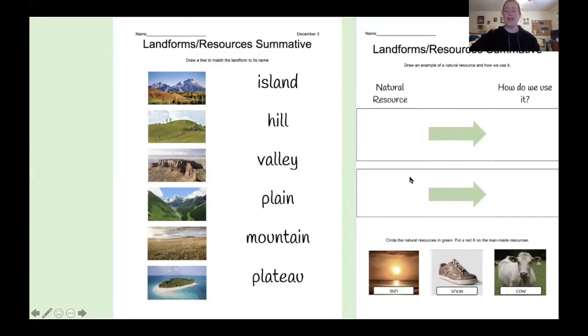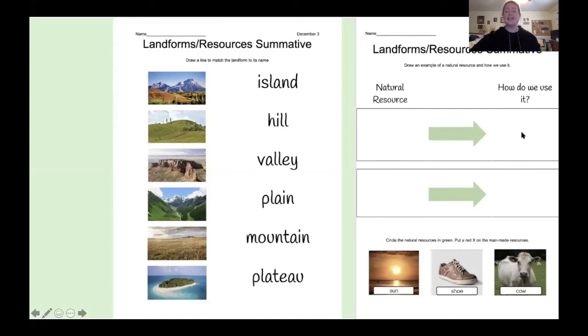On the second page, you need to think of a natural resource. You can pick any natural resource that you want. Draw a picture of it, make sure you label it. And then on this side, how do we use that? So if you drew an animal, you would have to show how we use that animal. You have to do this 2 times. So think of 2 natural resources, draw them and label them, and then draw and label how we use that.